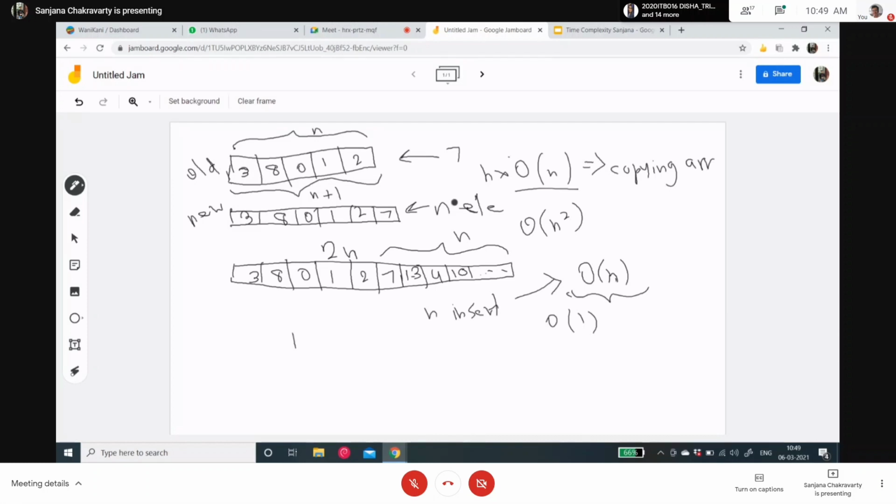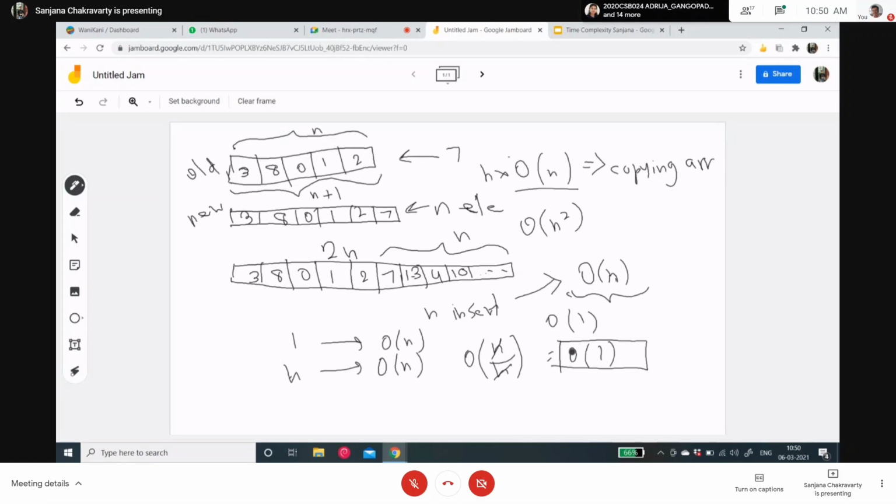So for one insertion, I'm taking O of n time. For n insertions, I'm taking O of n time. So what is the average case? On an average, how much does each insertion cost? On an average, each insertion would cost n by n, O of n by n, which is O of 1. And this is called your amortized time complexity. O of 1 amortized time complexity.